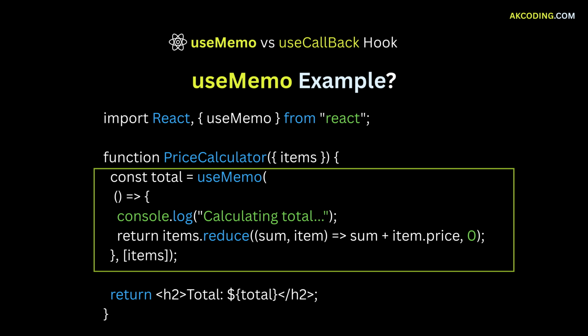Please remember, useMemo memoizes a value. That means useMemo returns a value. In this example, total is only recalculated when items changes. Without useMemo, this calculation runs every render, even if nothing changed.